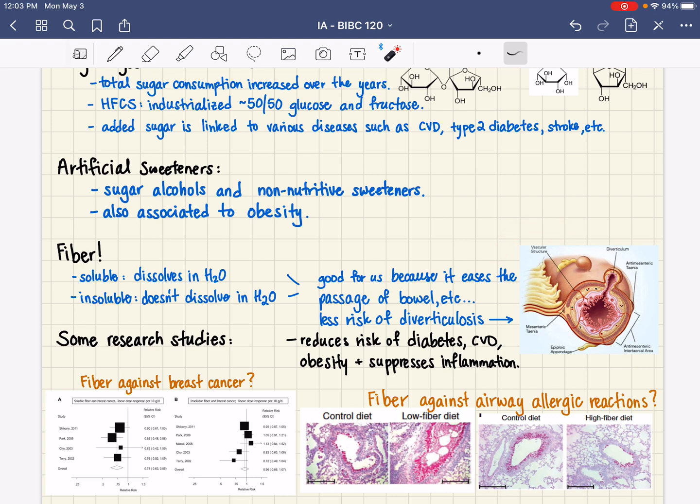Consuming fiber also helps us reduce the risk of diabetes because fiber is able to bind glucose in our digestive tract and slow down its absorption. So it reduces the risk of diabetes that way. Fiber reduces the risk of CVD, cardiovascular disease, and it does so by binding cholesterol and bile. Fiber also reduces the risk of obesity, and it also suppresses inflammation in the large intestine.